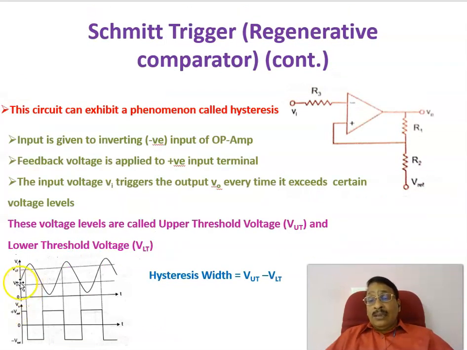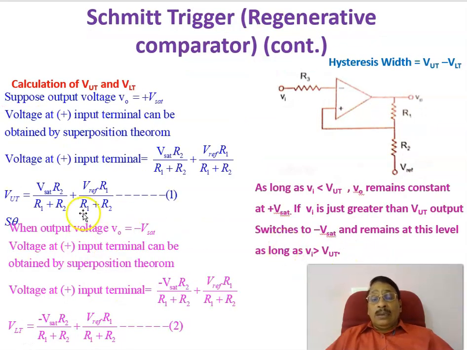That is clear from this one. In this case, it is changing as the input voltage goes more than the upper threshold voltage, changing to minus Vsat, and that will continue until the input voltage crosses the lower threshold voltage, that is here. Therefore, like that one, you can calculate the upper threshold voltage.